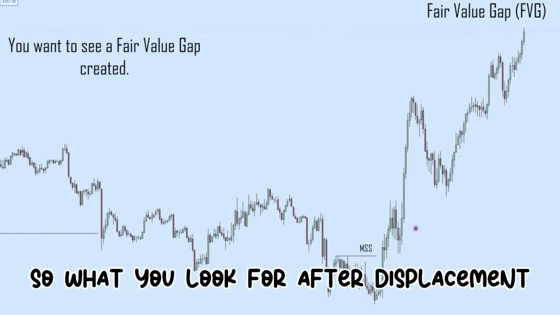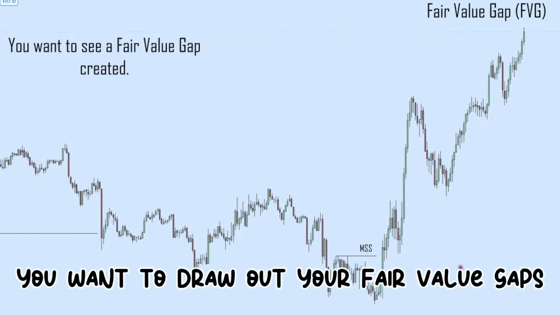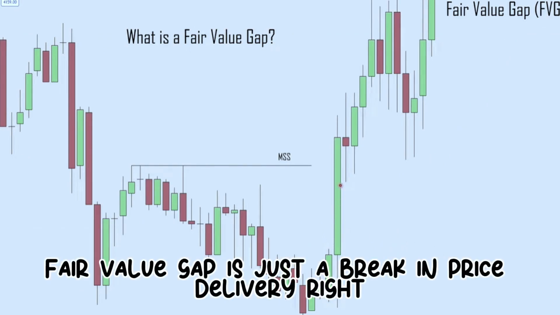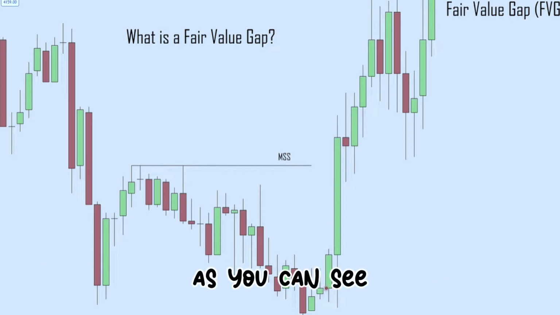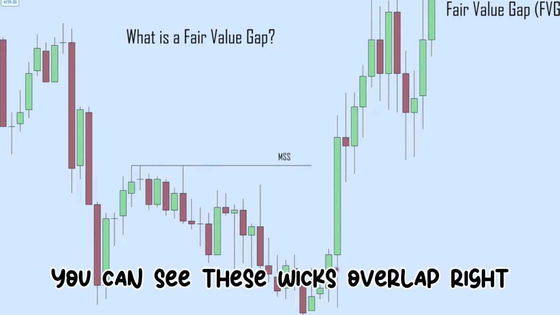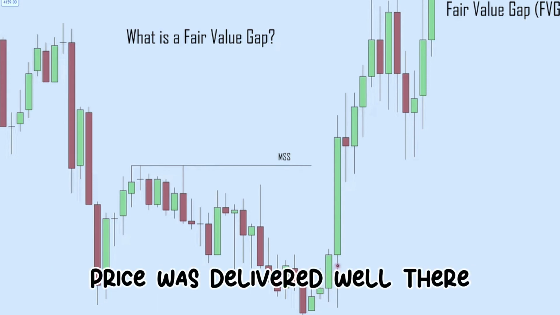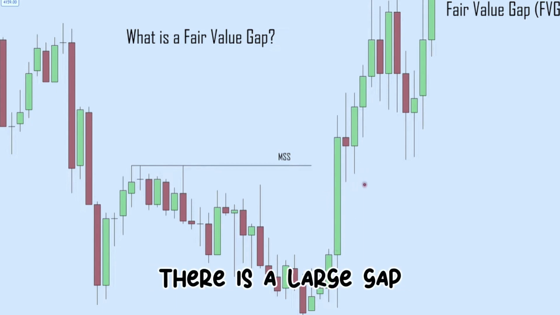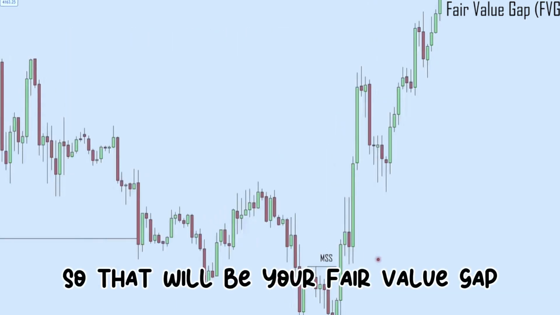So what do you look for after displacement? You want to draw out your fair value gap. What is a fair value gap? A fair value gap is just a break in price delivery. As you can see, you look for 3 candles. Candle 1 to candle 2 right here, you can see these wicks overlap. Price was delivered well there. However, right here, from this wick to this wick, there is a large gap. So that will be your fair value gap.